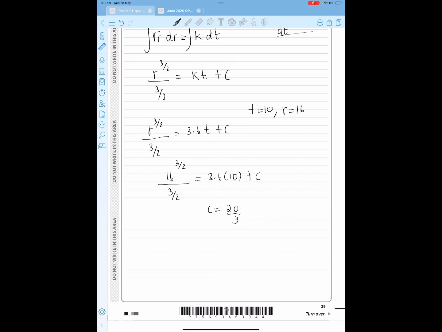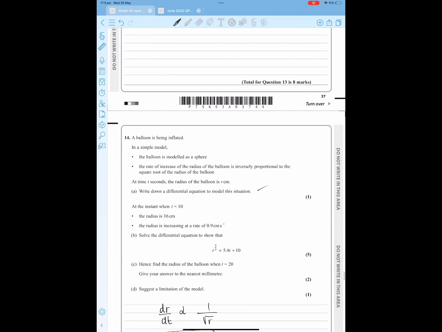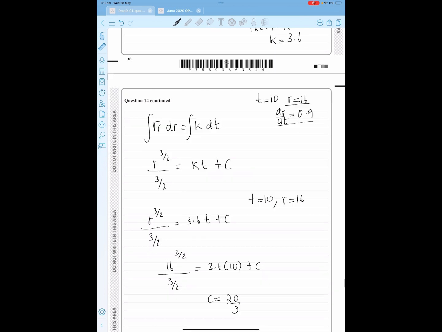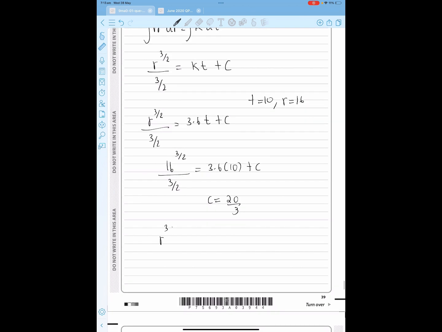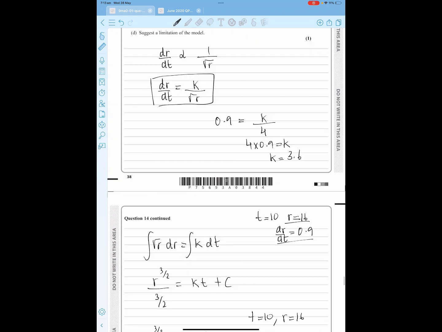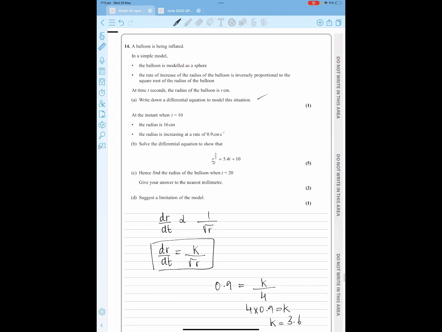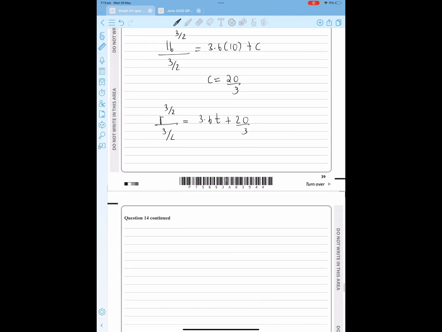So then our final model, what do we have to show? Okay, so if we get c is 20 over 3, r to the power 3 over 2 divided by 3 over 2 is equal to 3.6t plus 20 over 3. Now we can see they've multiplied out the 3 over 2 to that side. So r to the power 3 over 2, multiply 3.6 by 3 over 2, you get 5.4t, and then multiply the 20 over 3 by the 3 over 2, and you get 10.